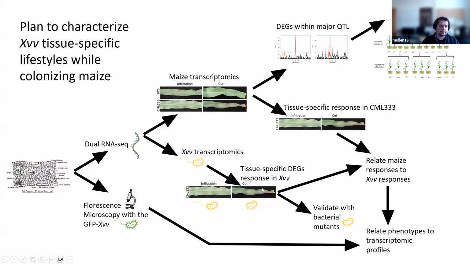But we also were interested in how the pathogen itself behaves differently when colonizing the xylem versus the mesophyll. To do that part, we only looked at CML 333 inoculated tissues, whereas for looking at disease resistance, we looked at both B73 and CML 333 tissues. So first, I'm going to talk about an interesting story that we got out of the bacterial side of this.